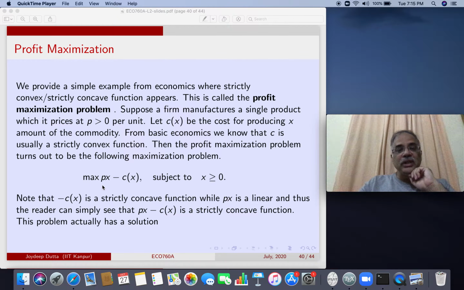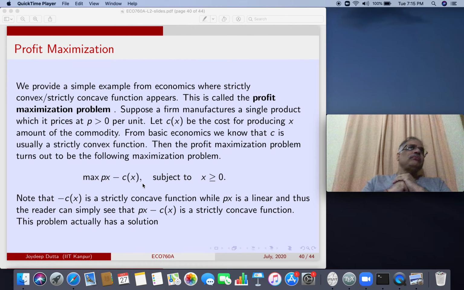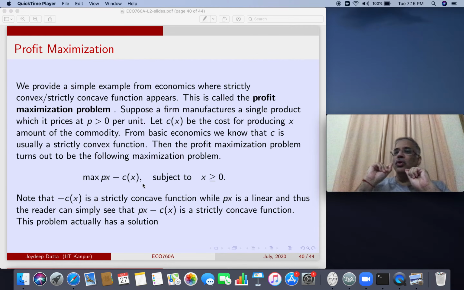Now you observe that for this problem, which is called the profit maximization problem, we have subtracted the cost from the revenue Px. Now people would say, okay, in economics books you know that usually cost is taken to be a strictly convex function, because if I make 1 unit more of the object that I am manufacturing, then my cost would increase. That is a natural thing to assume, right? It may not always, but in most cases it will increase.